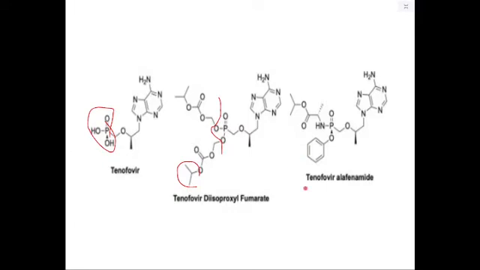Or you can also have tenofovir alafenamide. Again, you can see our tenofovir there. So it's just the way we have been saying, sometimes you derivatize these drugs into certain salts, either to improve their pharmacokinetics, to improve their absorption, and therefore to have higher concentrations and therefore better activity.